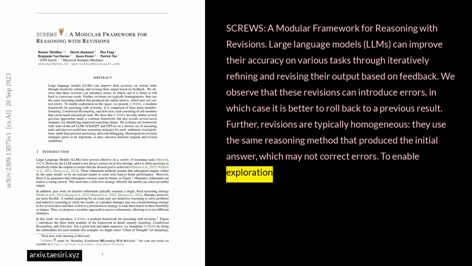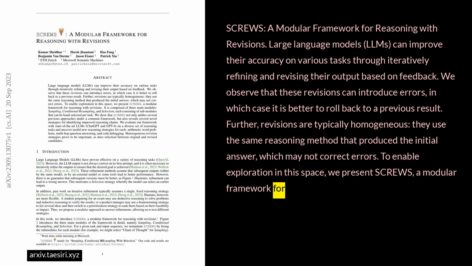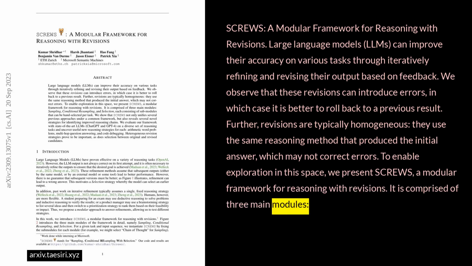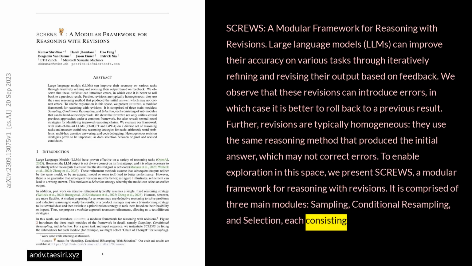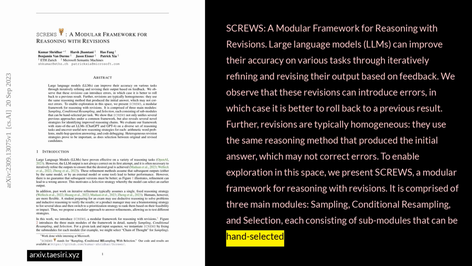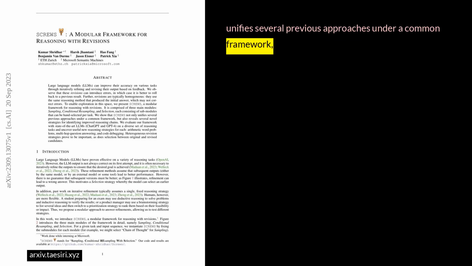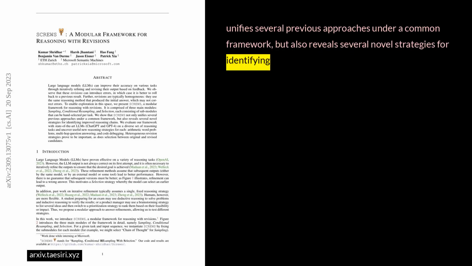To enable exploration in this space, we present SCREWS, a modular framework for reasoning with revisions. It is comprised of three main modules: sampling, conditional resampling, and selection, each consisting of submodules that can be hand-selected per task. We show that SCREWS not only unifies several previous approaches under a common framework, but also reveals several novel strategies for identifying improved reasoning chains.